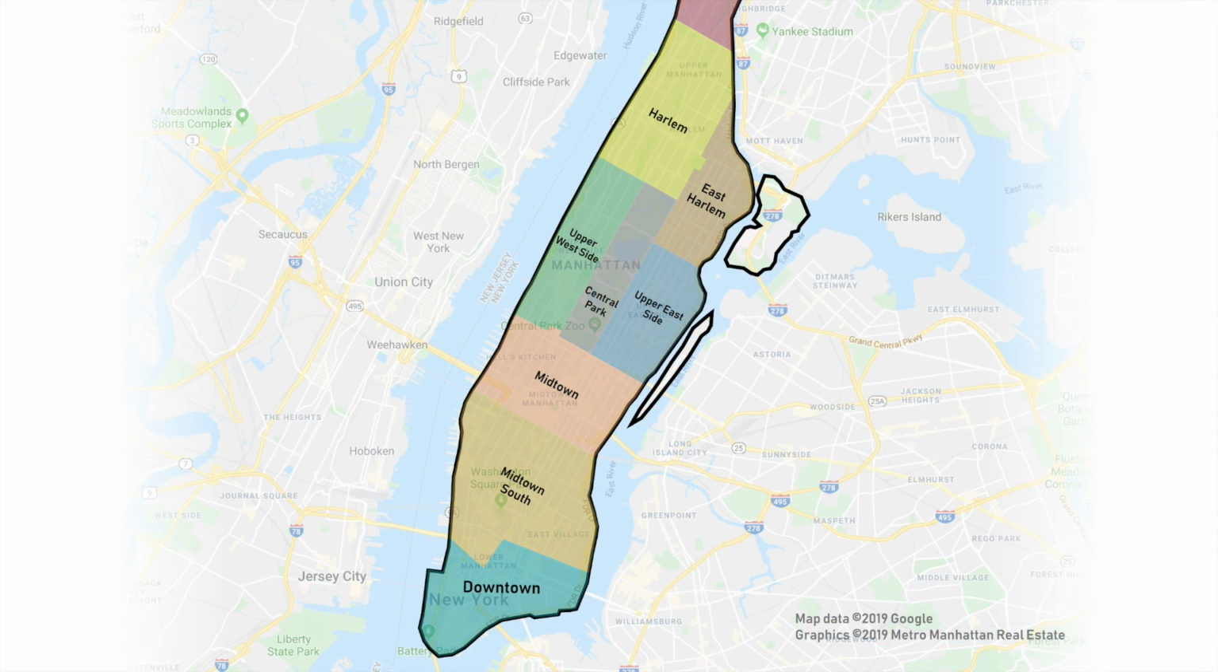The commercial real estate market of Manhattan is divided into 3 major markets. Those major markets consist of downtown Manhattan, Midtown South, and Midtown Manhattan. North of Midtown Manhattan are the residential areas of the Upper East Side, Upper West Side, East Harlem, and Harlem. North of Harlem is the borough of the Bronx.